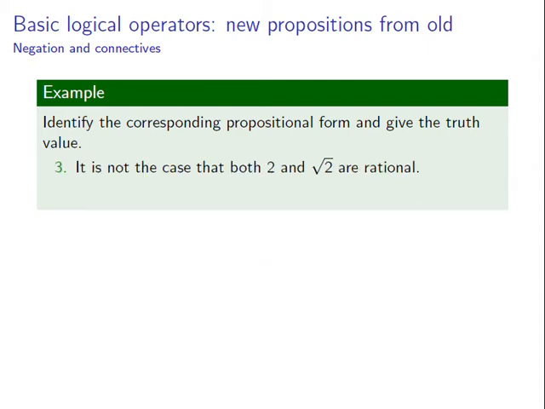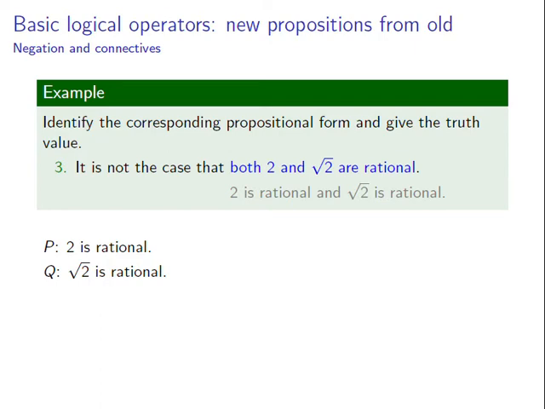Let us look at a third example. Consider the sentence, "It is not the case that both 2 and the square root of 2 are rational." The proposition "both 2 and the square root of 2 are rational" can be written as: 2 is rational and the square root of 2 is rational. Thus, the two smallest propositions that make up this sentence are: 2 is rational and the square root of 2 is rational.